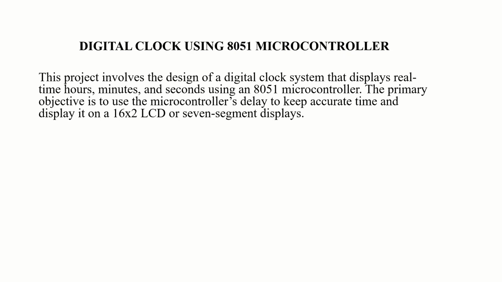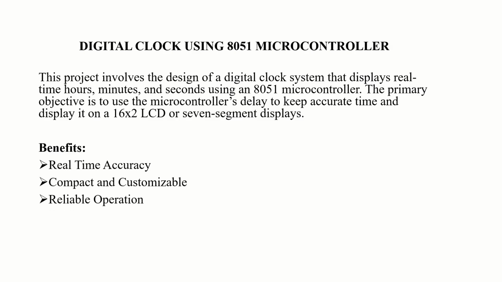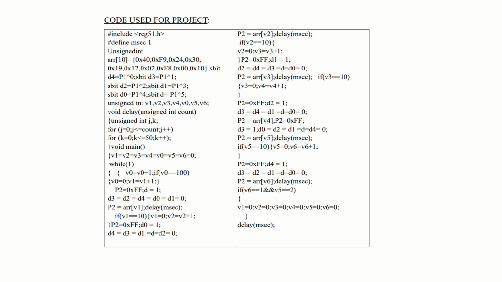This project involves the design of a digital clock system that displays real-time hours, minutes, and seconds using an 8051 microcontroller. The primary objective is to use the microcontroller's delay to keep accurate time, and display it on an LCD or 7-segment display. Some of the benefits are real-time accuracy, compact and customizable design, and reliable operation. And here is the code of this digital clock project.